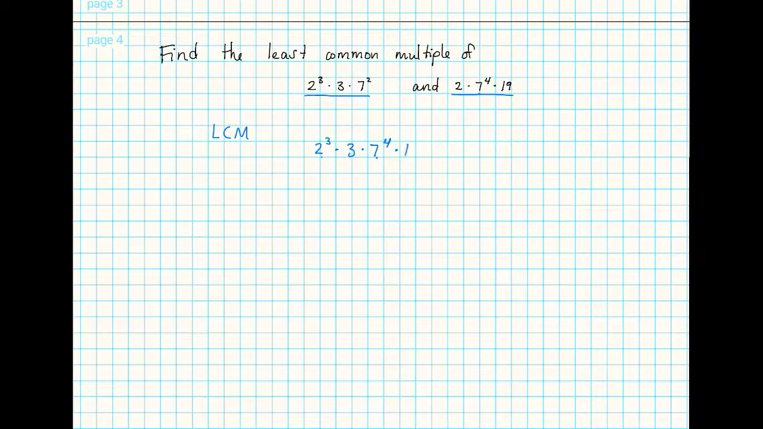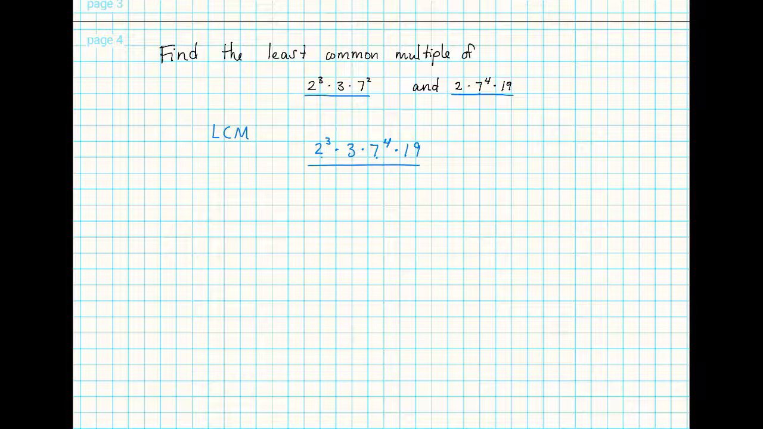Okay? So the factor of 3 here and the extra factors of 2 are kind of superfluous to the second number. And the extra factors of 7 and the factor of 19 are superfluous to the first number. Okay, so this is my least common multiple of the 2 numbers. It's the minimum that you have to have in order to be a multiple of both of those numbers.